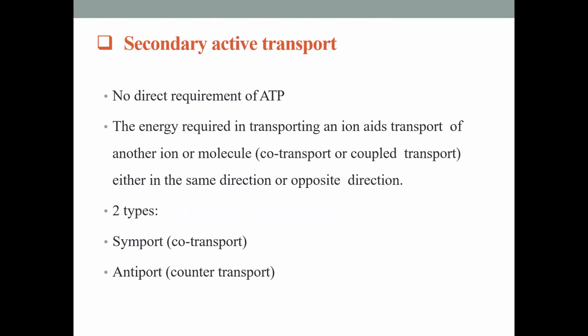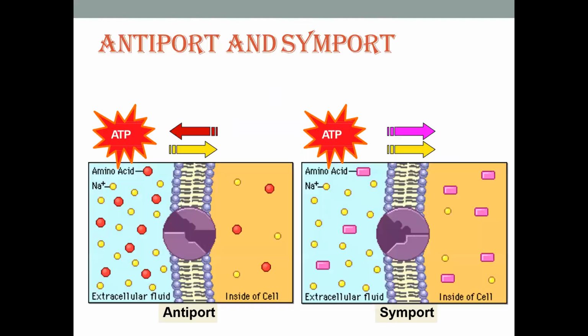Then secondary active transport. In secondary active transport, there is no direct requirement of ATP for transportation. It is also called co-transport or coupled transport. In secondary active transport, again, two main types are there, that is symport and antiport. So what is meant by symport and what is meant by antiport? See in the next slide.